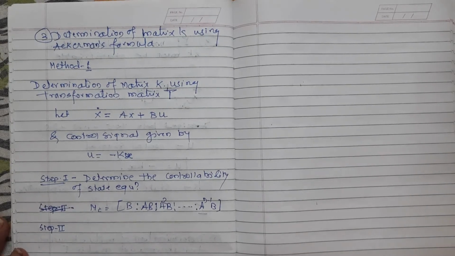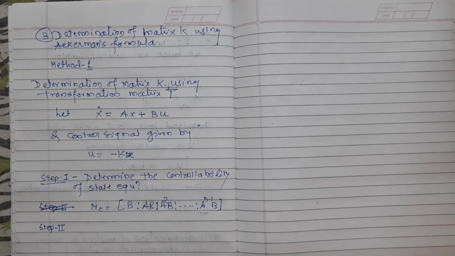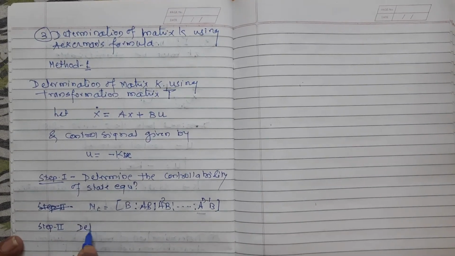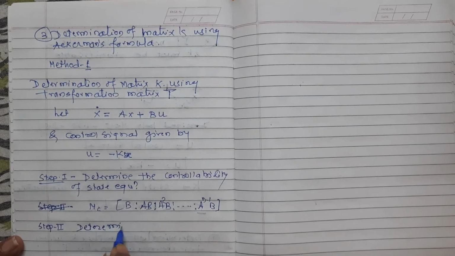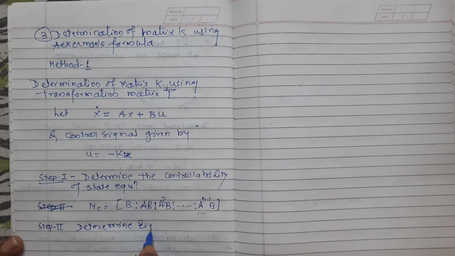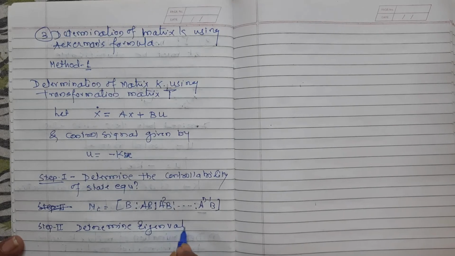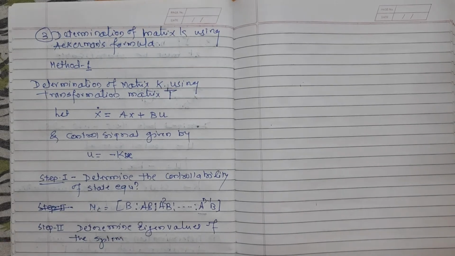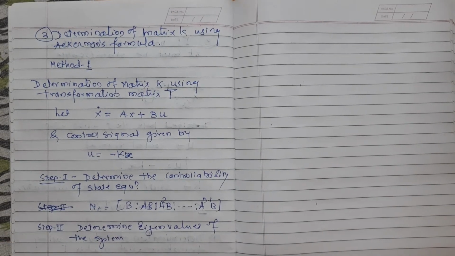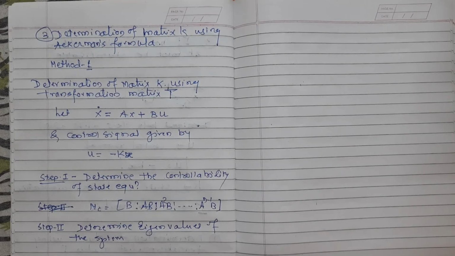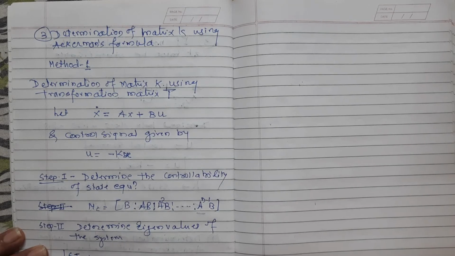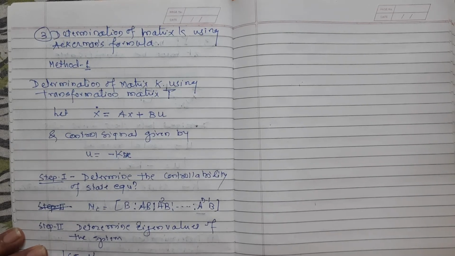Now in step 2, determine the eigenvalues of the system. How can we find the eigenvalues of the system? Let us take the equation sI minus A.